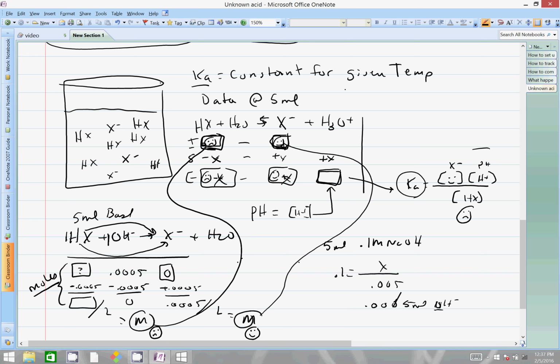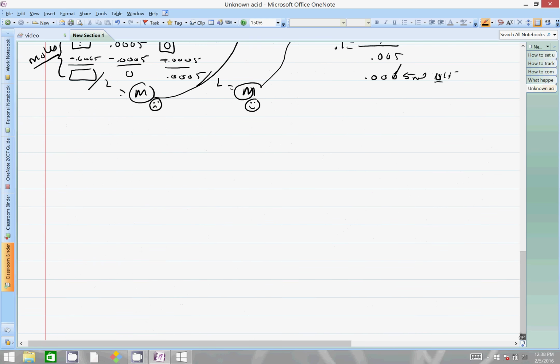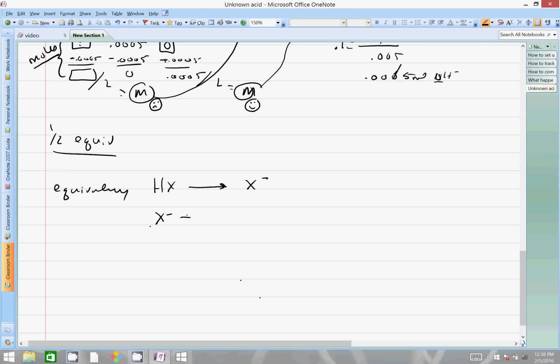therefore calculate Ka. Some of the easier places to calculate the Ka value might be at the half equivalency point and the equivalency point. At the equivalency point, all of my HX has just been converted over to X negative. So at that point, once again, I would need to use the X negative equation in order to run this math. Initial, stoichiometric ratio, end. Now I only have this concentration.